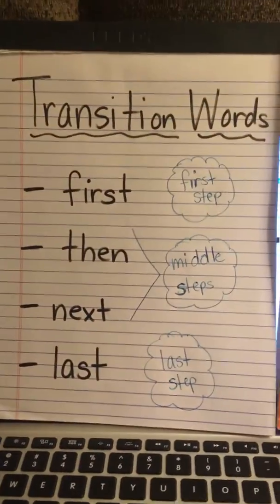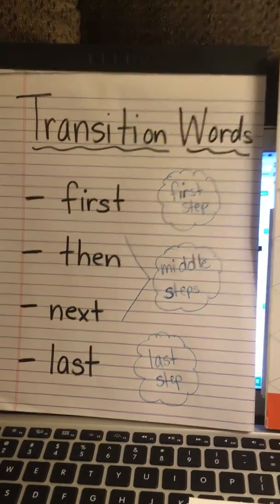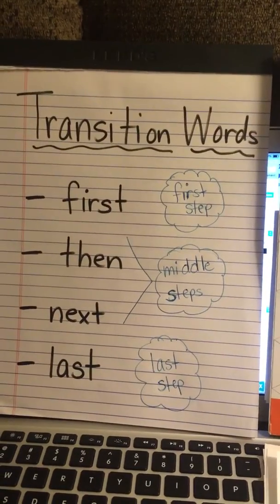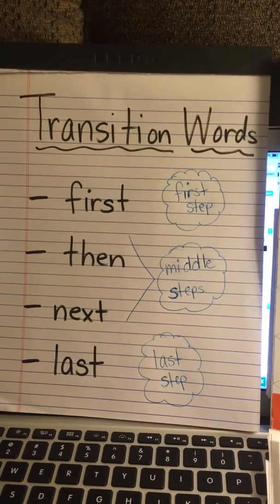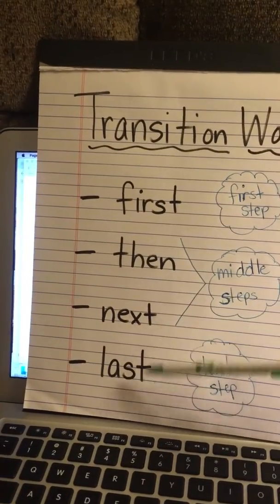So first graders, in your writing, I want you to remember to use transition words to make it better and to make it a more exciting book for your reader to read. And it also makes it easier for them to understand when you're teaching them how to do something. So remember in your book this week to make sure you put transition words in your how-to book.